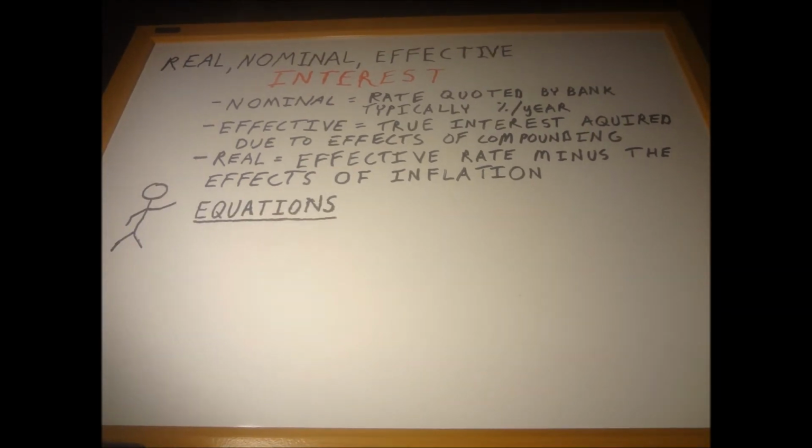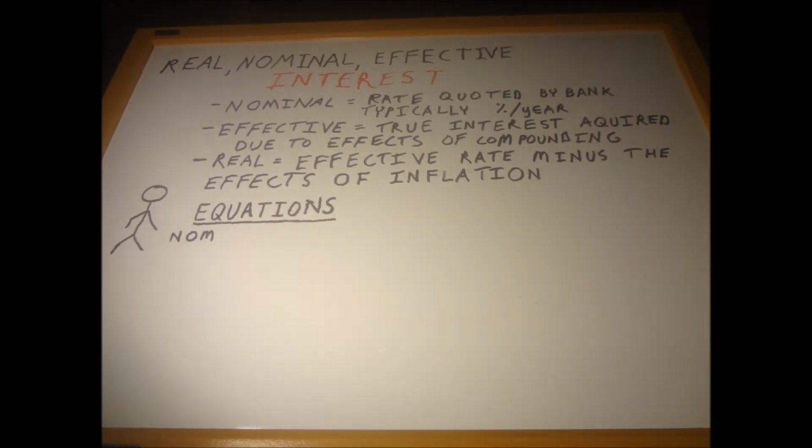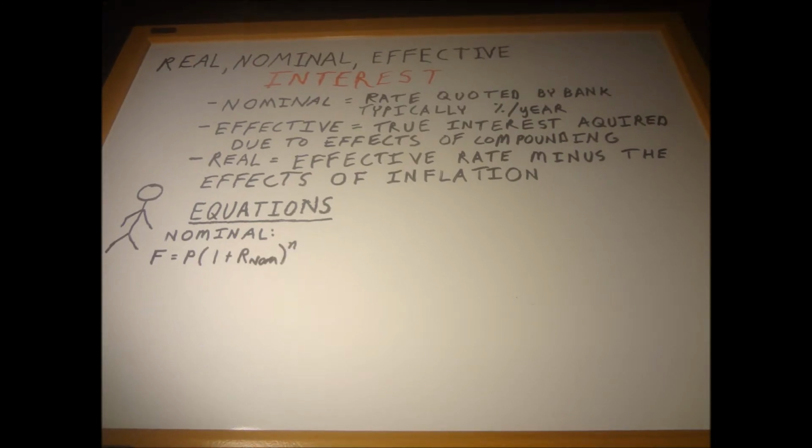Next, let's talk about the equations associated with each interest type. First, nominal interest, where the future value equals present value times 1 plus nominal interest rate raised to the n, or sometimes t. This is the time. In this case would be years.